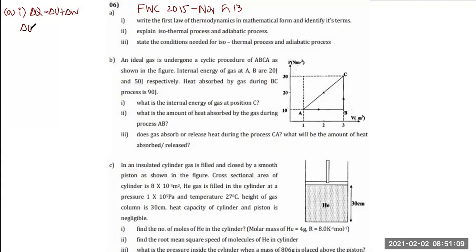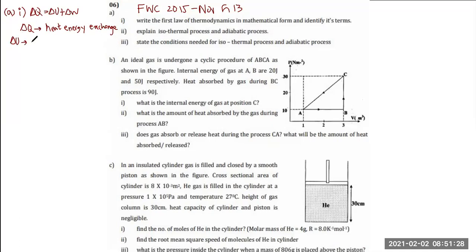Now, what is delta Q? Delta Q in the first law of thermodynamics is heat exchanged, heat energy exchanged. It could have been absorbed by the system or released from the system. That is the heat energy exchange.